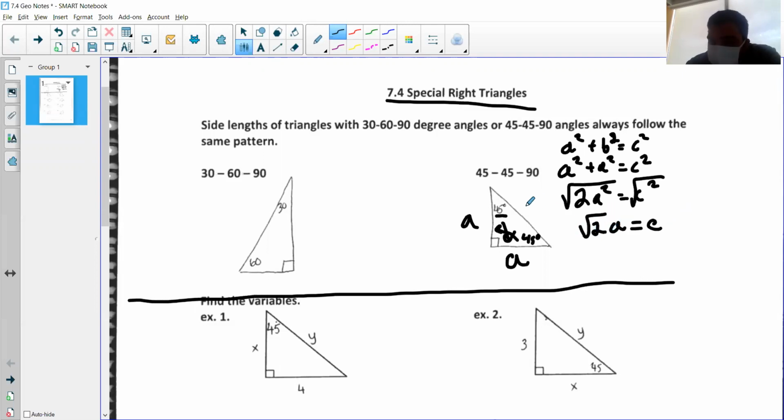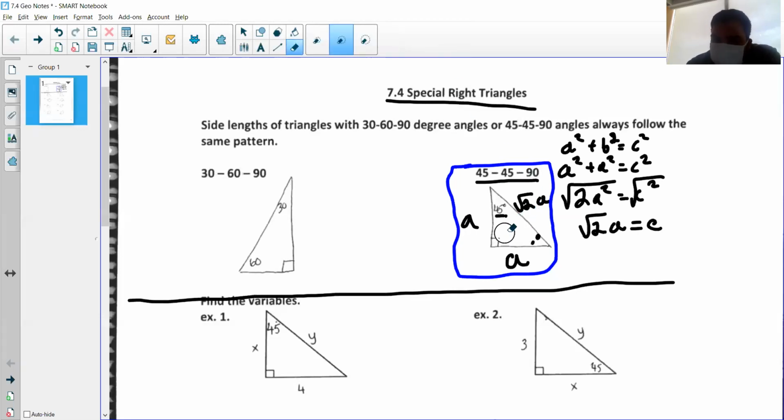What you care about is the hypotenuse in a 45, 45, 90 is the square root of 2 times A. That's the only thing you actually care about. I'm just showing the proof for it, just to give a little bit of context. But what you care about is the hypotenuse in an exactly 45, 45, 90 is square root of 2 times A.